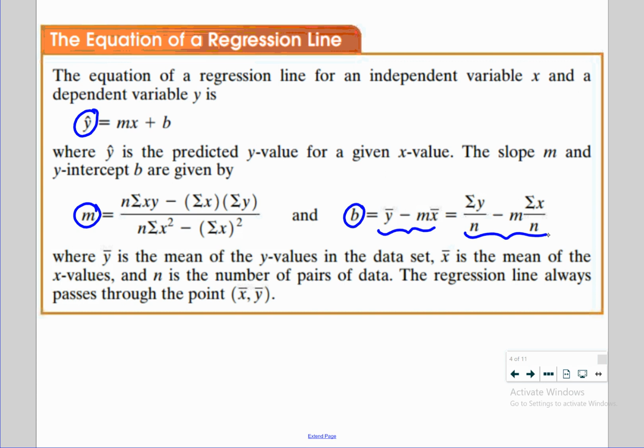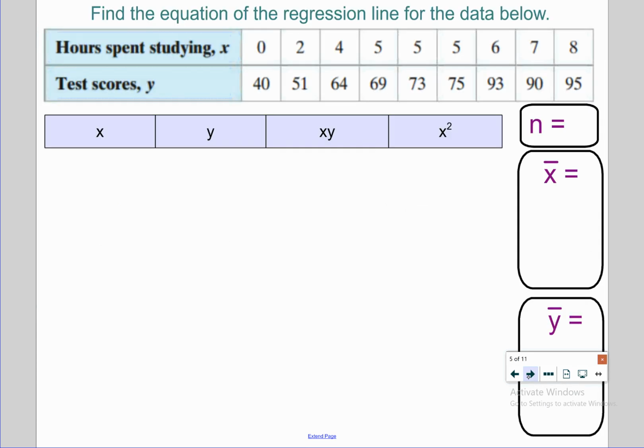So we're going to fill out our big columns. We're going to find slope. We're going to find y-intercept. We're going to write the final equation with a y hat. All right, so let's do one. Here we want to find the equation for the regression line for the data below.